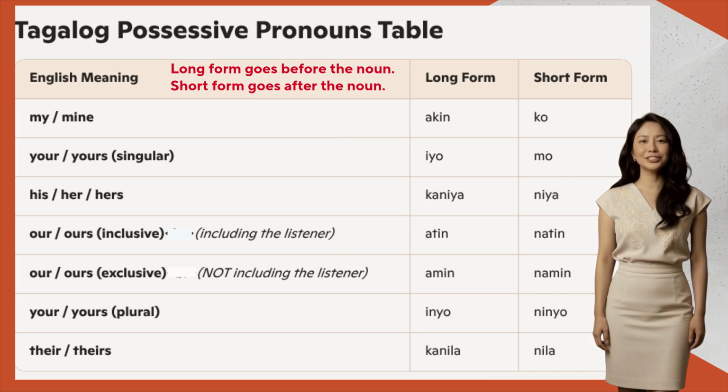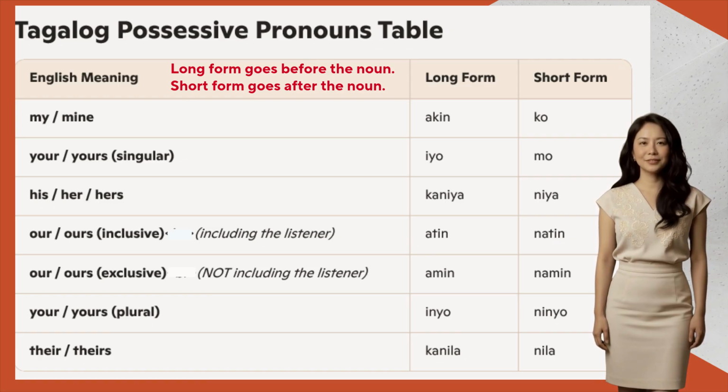This table lists all 14 pronouns side by side so you can easily see which ones are long forms and which ones are short forms and what each one means in English. Take a moment to look at the patterns. You'll notice that every long form has a matching short form, and the meaning stays the same, only the placement in the sentence changes. So here is the table showing all the 14 Tagalog possessive pronouns.